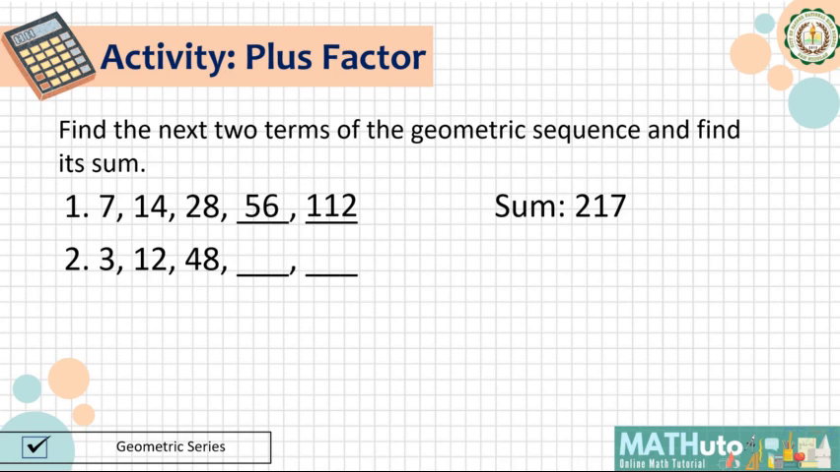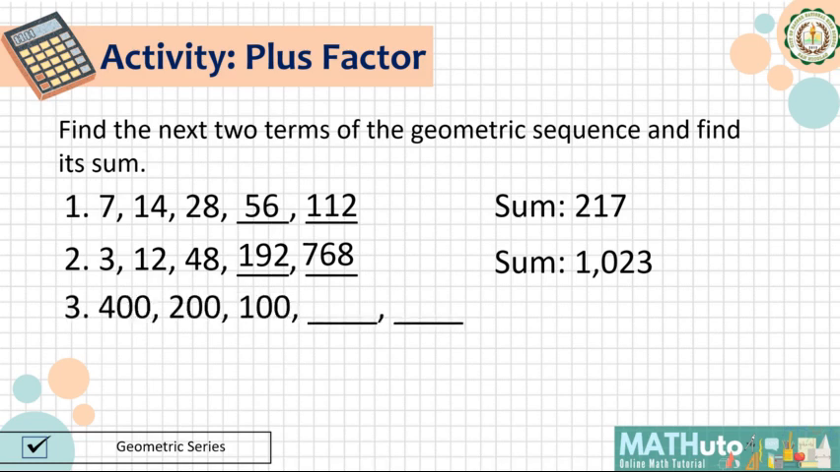Number 2: 3, 12, 48. Let us get the common ratio by dividing the second term by its first term. 12 divided by 3 is 4, and 48 divided by 12 is 4. 48 times 4 will give us the next term, which is 192. And 192 times 4 will give us 768. Adding all the terms in this geometric sequence, the sum will be equal to 1023.